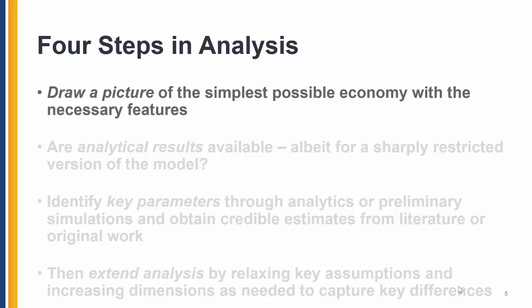There are 4 steps that I want to emphasize in this analysis process. The first step is you're just beginning to think about the problem and you want to sketch it out. Well, why not do a sketch? Why not draw a picture of the simplest possible economy that has the essential features to the problem? So there may just be 2 sectors in your picture, depending on the number of regions in question, you may have 2 or 3 regions. But getting this picture down on paper is a good start.